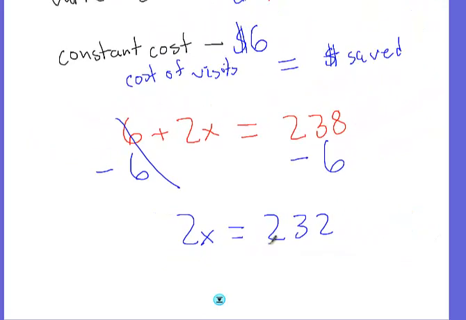Okay. Now what we're going to want to do is isolate the x all by itself. So what we've got to do there is get this x by itself. Since the 2 and the x are multiplied, divide both sides by 2, and you're going to get x is equal to 116. Okay.